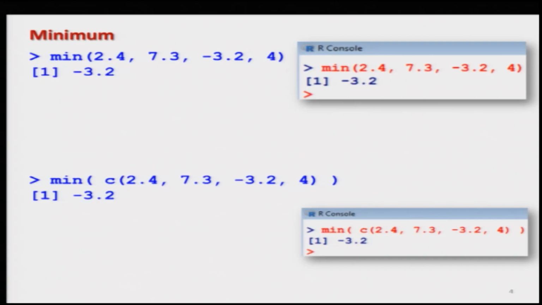Right. So let us continue with our remaining commands. Similarly, if you want to find out the minimum value, then we have the command min, and similarly I can give 4 values: 2.4, 7.3, minus 3.2 and 4, and if I execute the minimum command, this will come out to be minus 3.2. The same thing happens when I give this data using the C command. So max is used for finding out the maximum, and min is used for finding out the minimum.